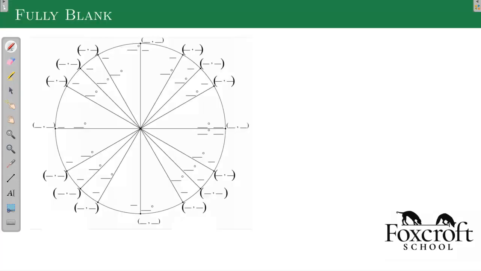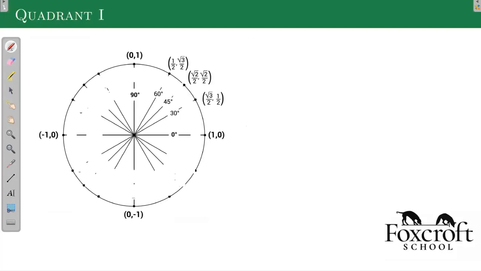First we're going to start with our fully blank unit circle, and we are going to memorize quadrant 1. We've had this memorized for a while: our 30 gaps, our 15 gaps, and our 30 gaps to get 0, 30, 45, 60, 90. And then around the outside, we get the values in the right place.